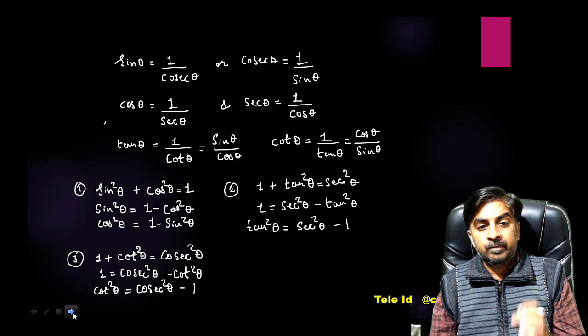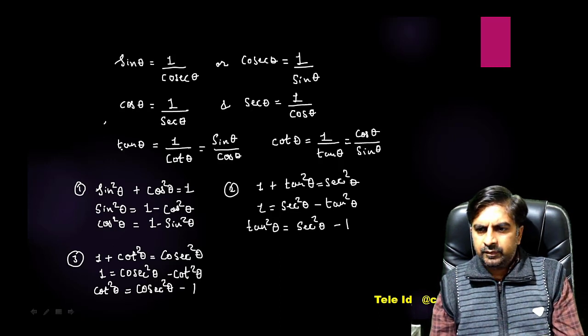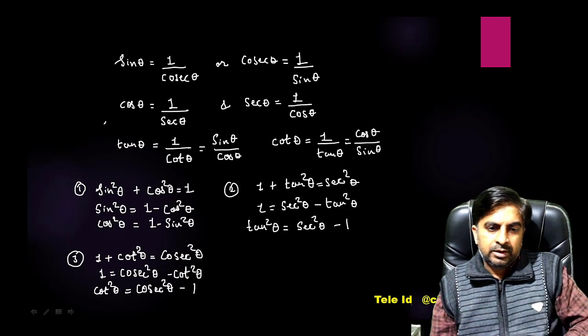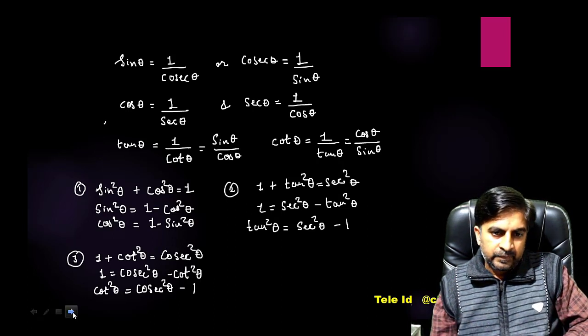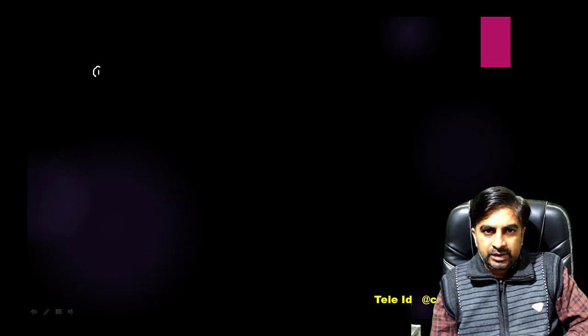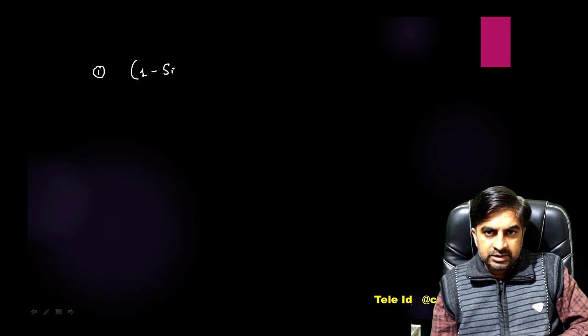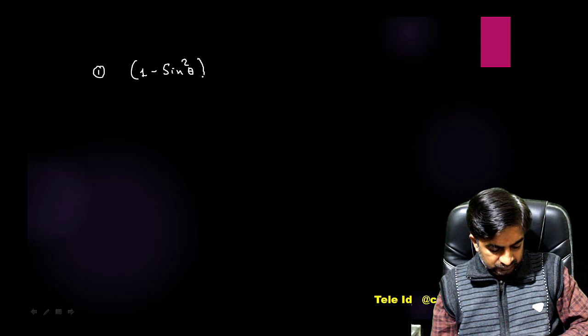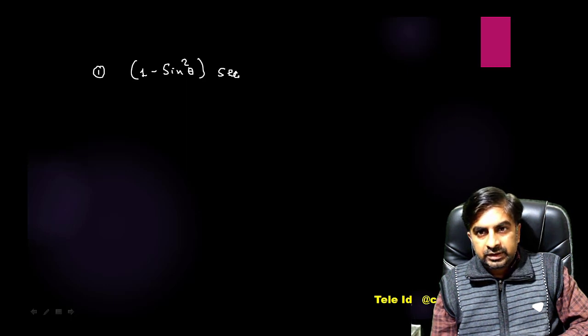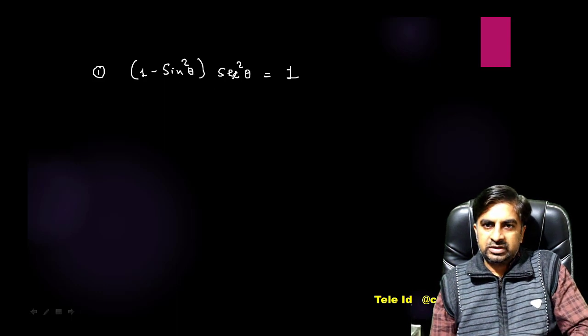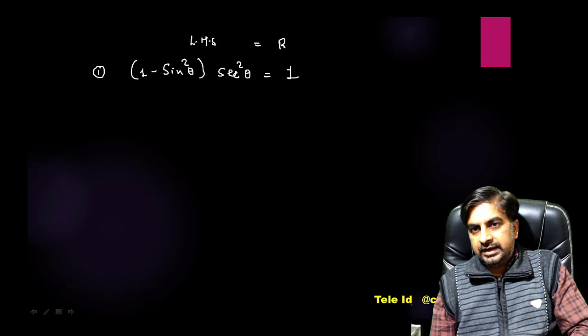So let us start on the sums. I am going to start with simple questions, and slowly we will increase the difficulty level. So let us start with question number 1. Simple question. Let me write down: (1 minus sin square theta) into sec square theta equals 1. We need to prove this, LHS, left hand side, is equal to right hand side.